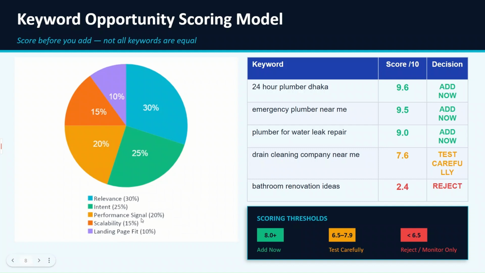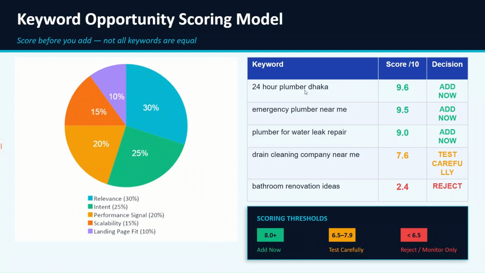Then performance signal is 20%. Has this keyword already converted, or does it show a strong CTR? First-party data is the best predictor. And then scalability, 15%. Is there enough search volume to actually get results from this keyword? And the last one is landing page speed, 10%. Do we have a relevant page on the website that matches this keyword? A great keyword with a wrong landing page will not convert.